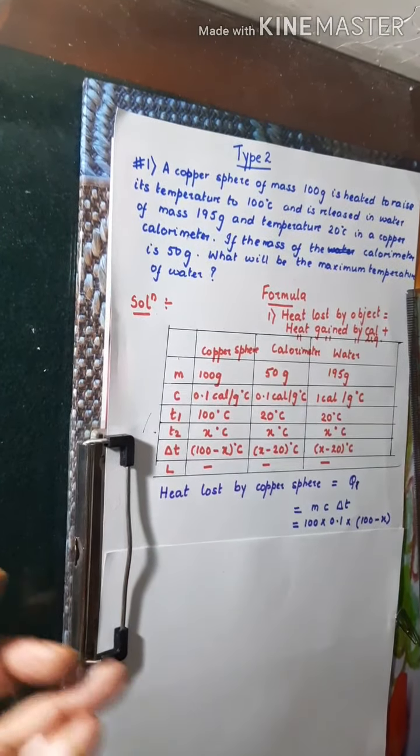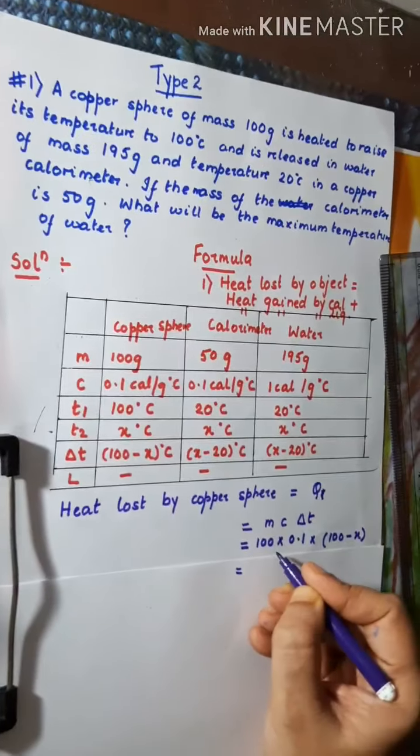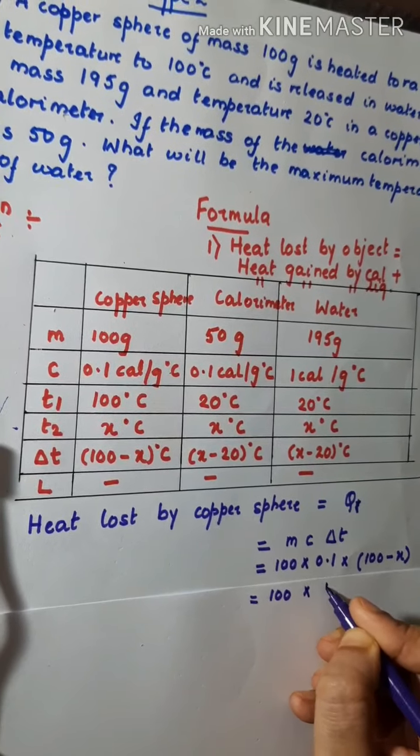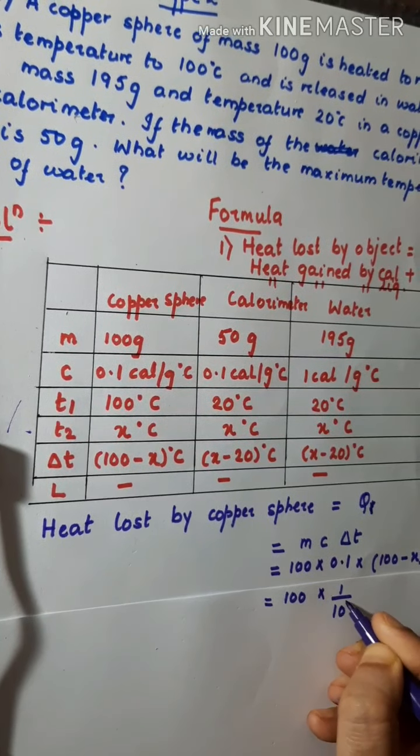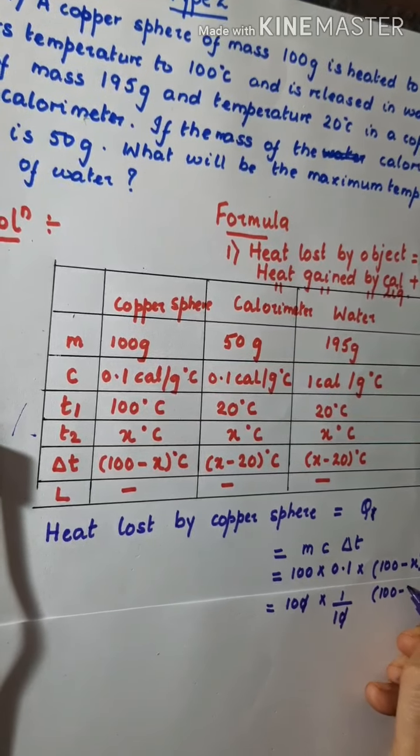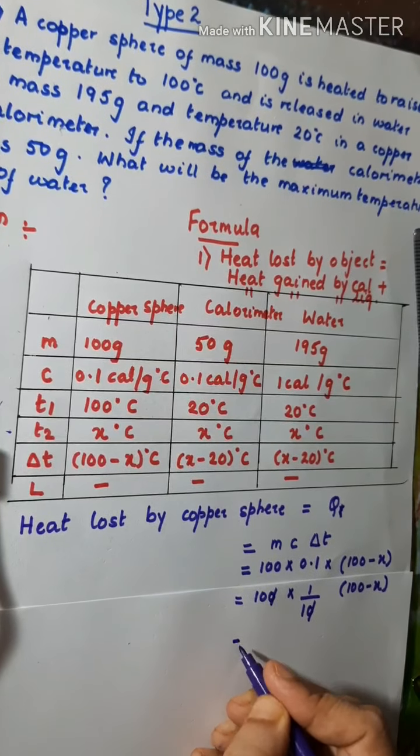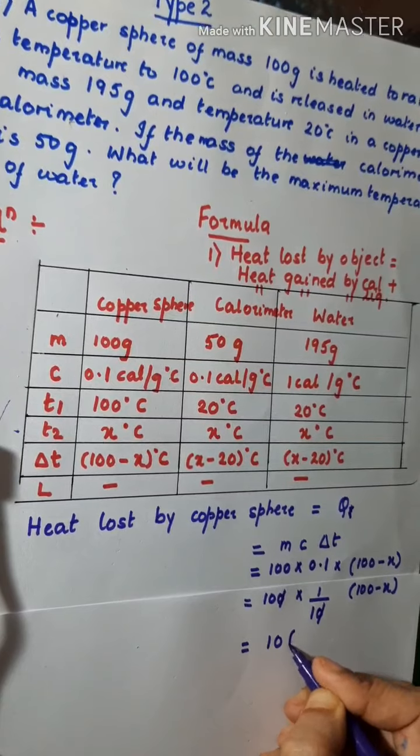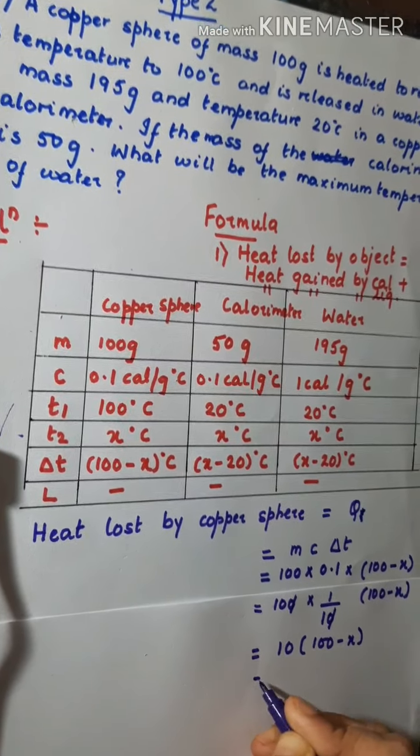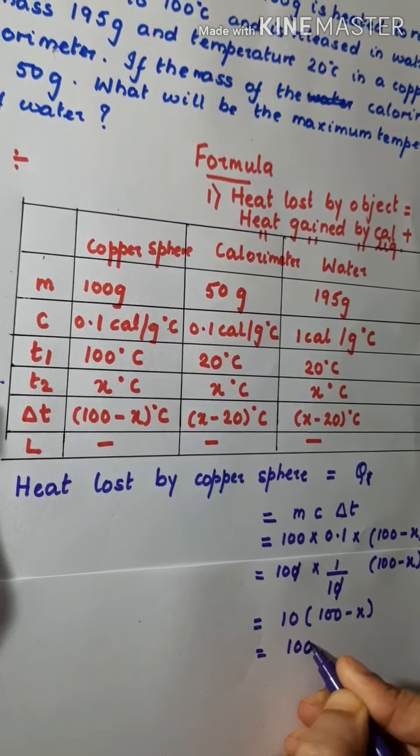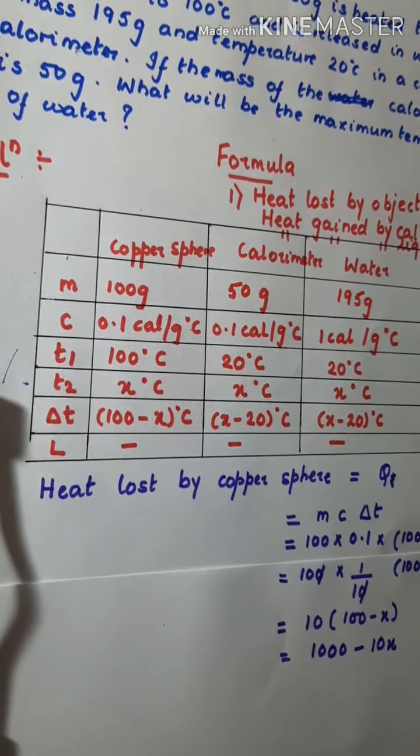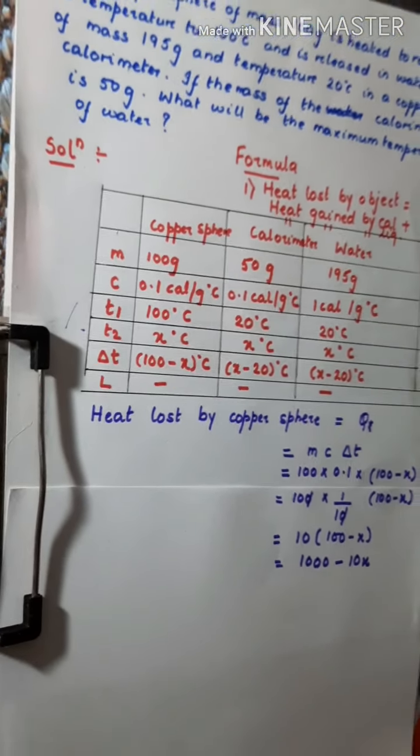Now, pay attention. This is 100 multiplied by 0.1, so I'll write it as 100 into 1 upon 10. Cancel the 0. And this is 100 minus X. So, this becomes 10 into 100 minus X. This becomes 1000 minus 10x. This is my value of Q, heat lost by the copper sphere.